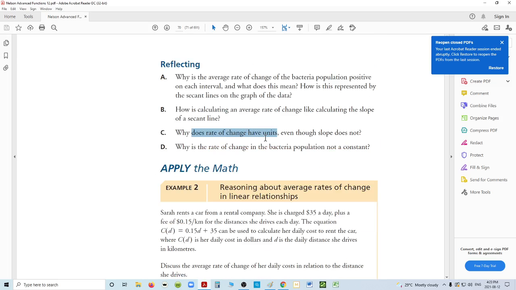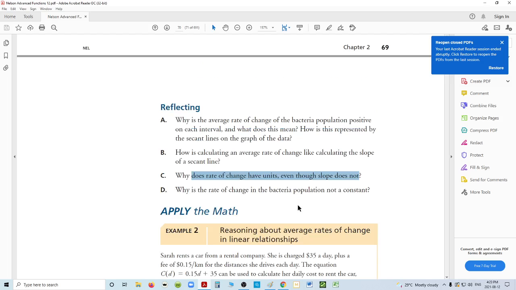Why does rate of change have units even though slope does not? Well, I guess slope can be looked at as just the number, as how steep it is, whereas rate of change is how quickly things change. Like how fast does your car move? It changes in kilometers per hour. If I asked, how fast are you driving, you would say 100, and I would know what you mean. But it helps if you tell me 100 kilometers per hour.